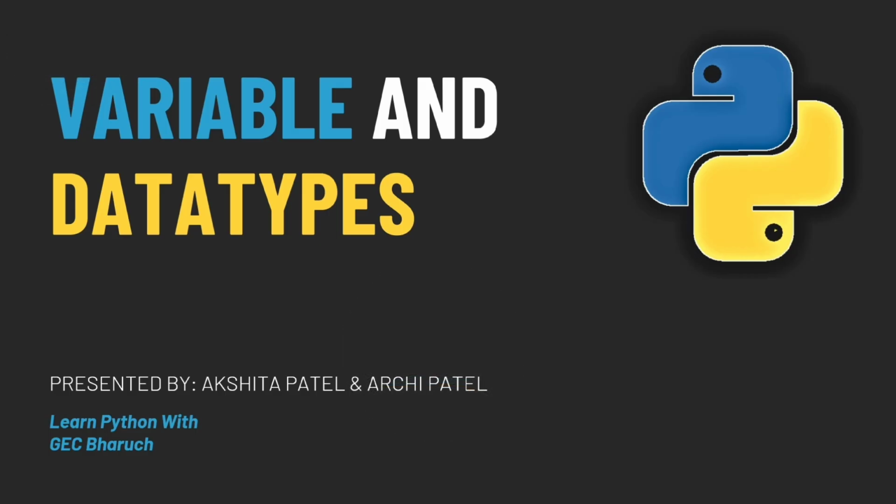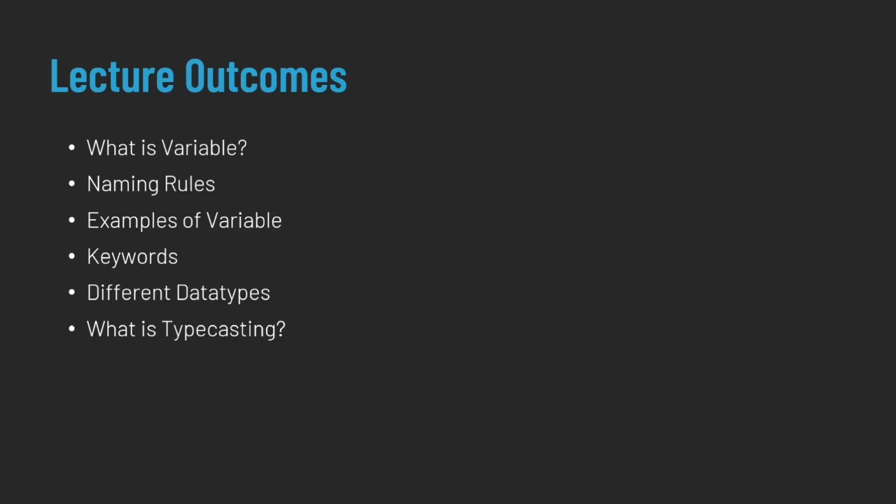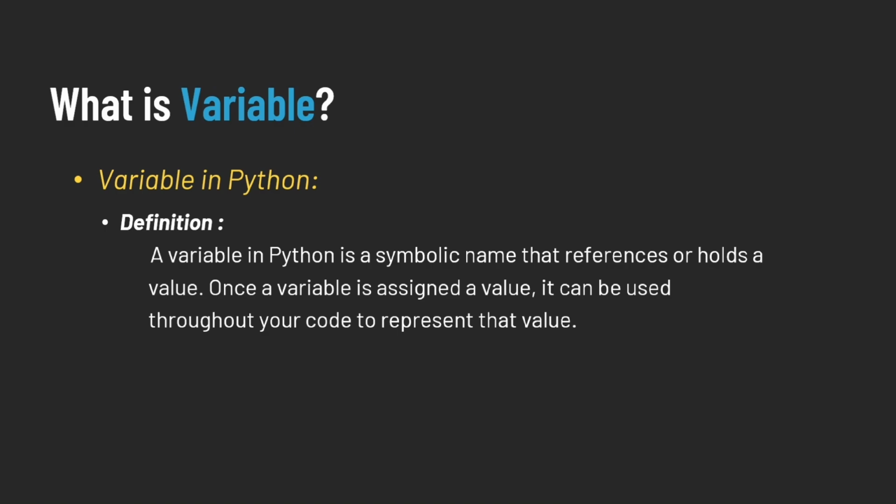Today, we are going to discuss variables and their data types in Python. So let's go through the outline of this lecture. Firstly, we'll discuss what a variable is, naming rules, examples of variables, keywords, different data types, and lastly, what typecasting is.